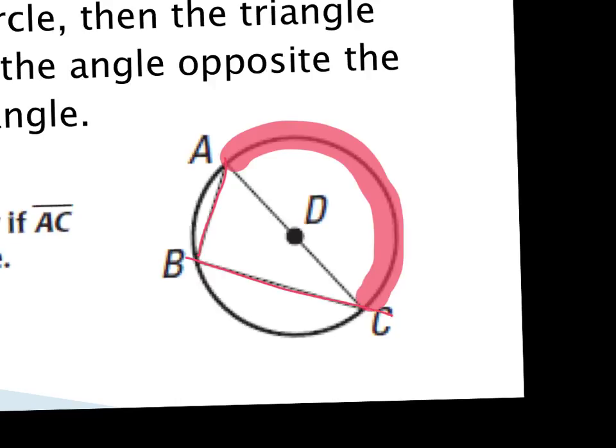Classify that arc. What kind of arc is it? Semicircle. What's true about a semicircle? 180 degrees. So if this is an inscribed angle, it is half of 180 degrees, which is 90 degrees. Okay? And vice versa. If I gave you the 90 degrees, then I would know to multiply by 2 to get the arc. The arc will be 180, which is the semicircle, and then you would know that segment is the diameter.